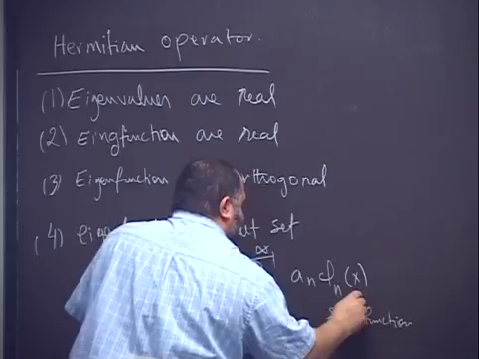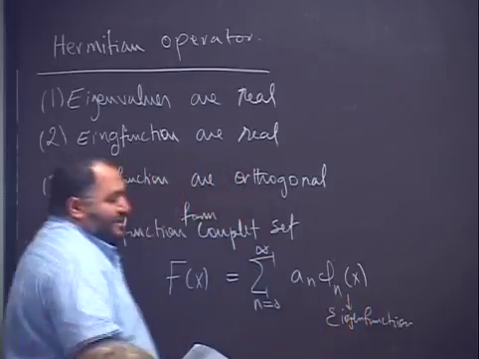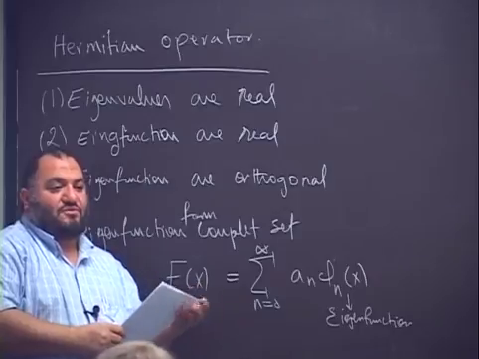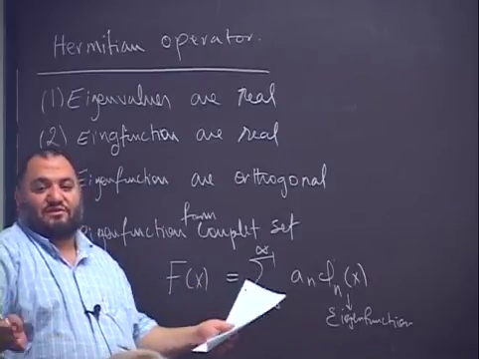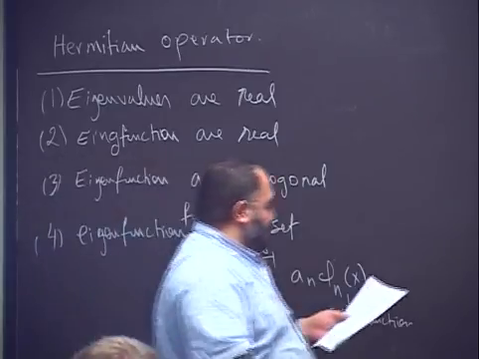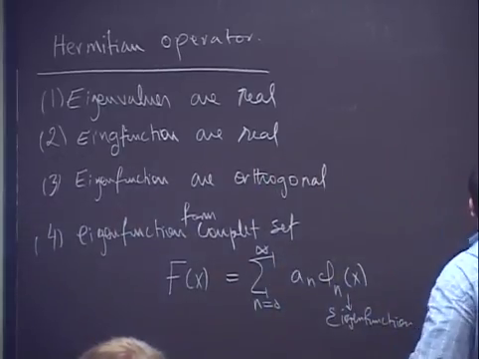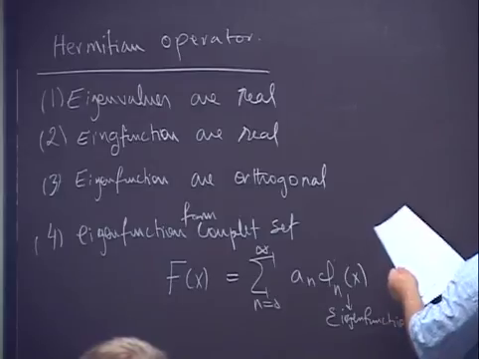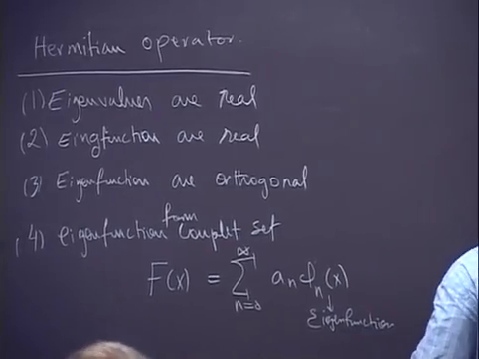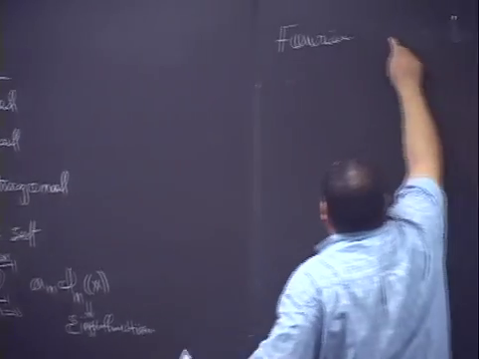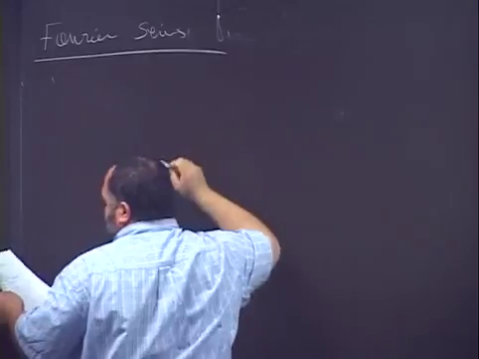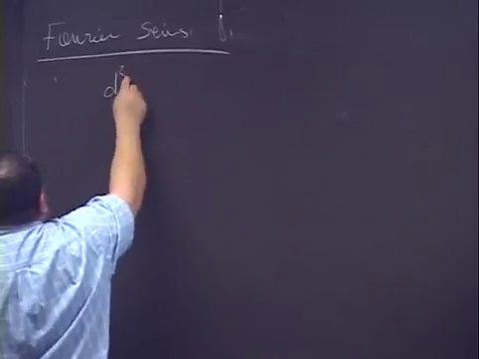So it's exactly the same as the eigenvectors in the linear vector spaces, where you can write any vector in terms of the eigenvectors of your problem. To take an example, we started this example last lecture, and this is the Fourier series.